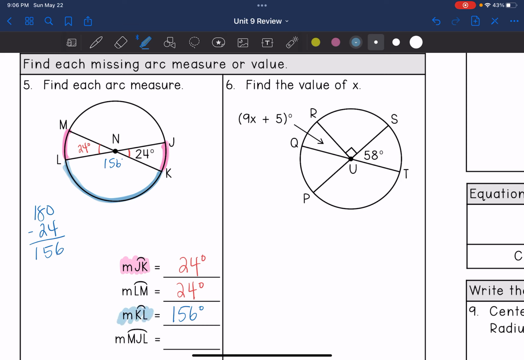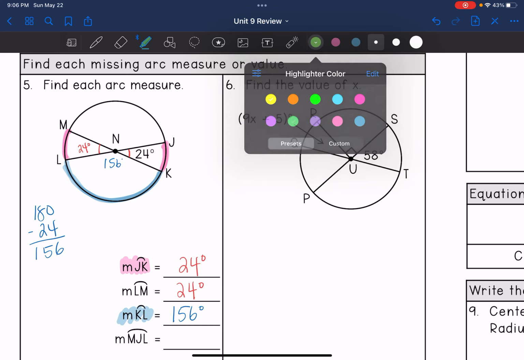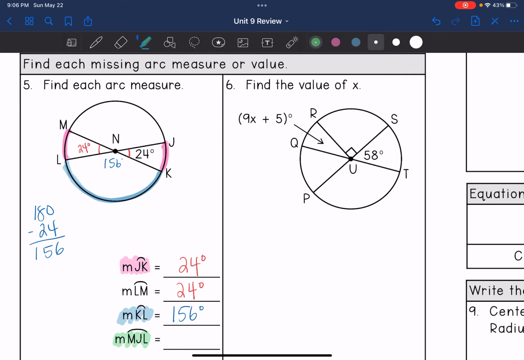Okay, and then the last one, MJL. So just follow the letters. Here's M, J, L. So that's almost all the way around. It's everything except for this pink piece right here. So sure, you can add 156 plus 24 plus another 156. Or we can use that we know the circle's 360. We're just going to subtract the piece that we don't need. So 360 minus 24 gives us 336.